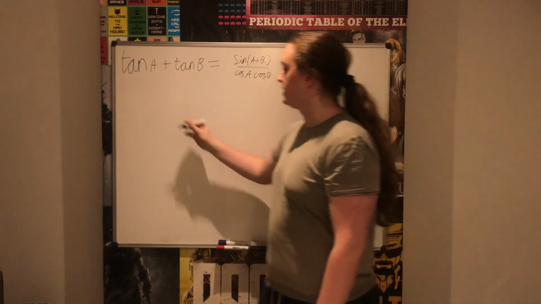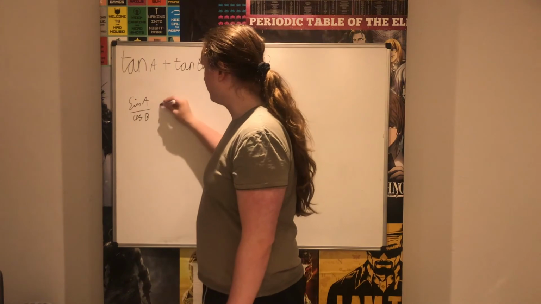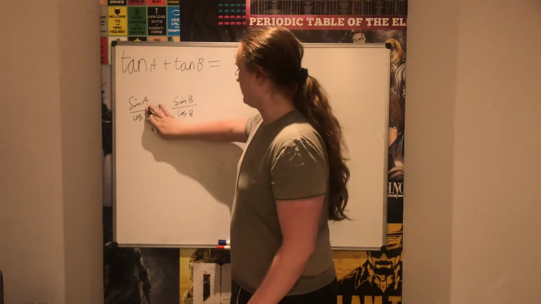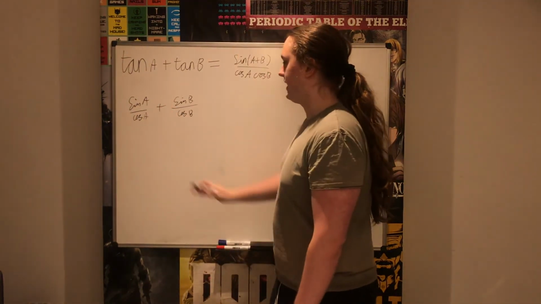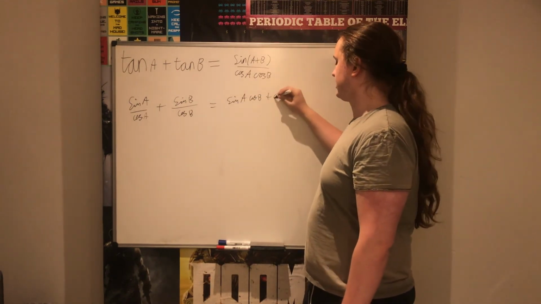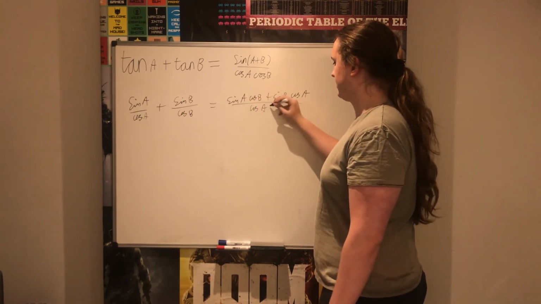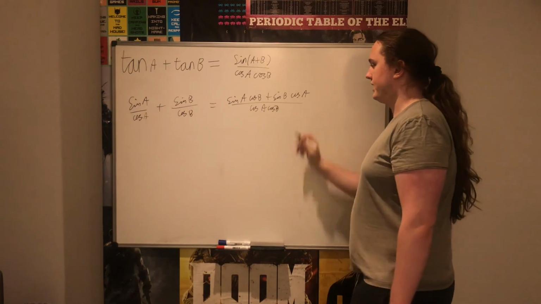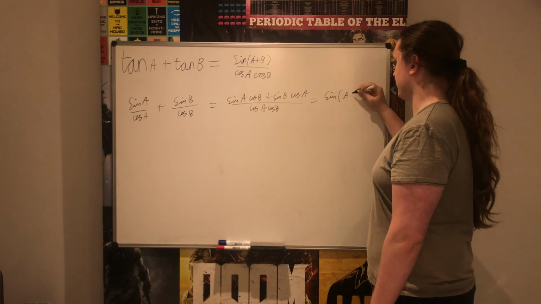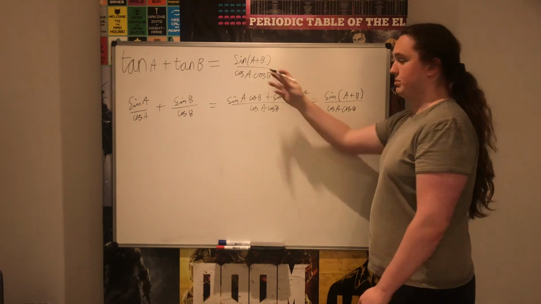So to prove this identity, we're going to write tan of a as sine a over cos a, and tan of b as sine b over cos b. Sorry, this should be over cos of a. And now we combine the fractions together to give us sine a cos b plus sine b cos a over cos a cos b. And we see that this is just the compound angle formula for sine of a plus b. And so this just becomes sine of a plus b over cos a cos b. And so we prove that.